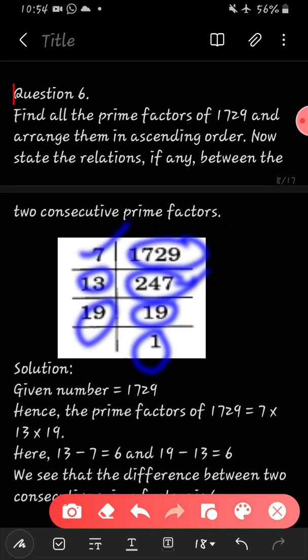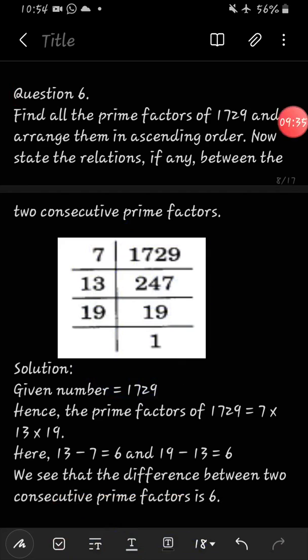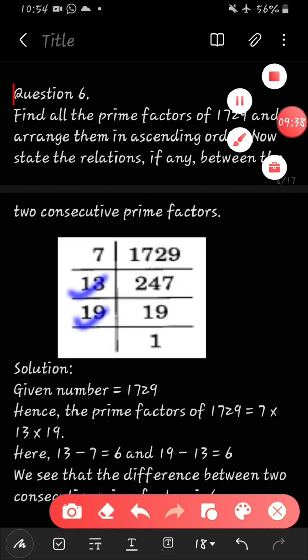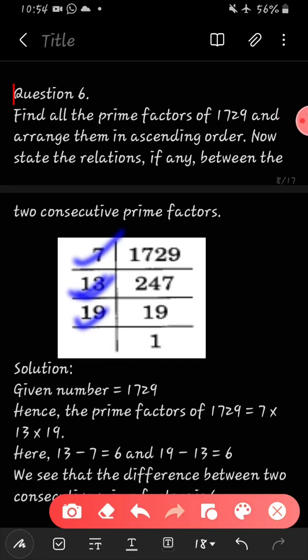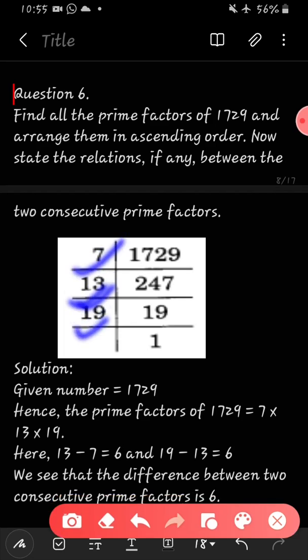So the factors are what? 7 into 13 into 19. Okay, 1 no need to write. So they are already arranged in ascending order. Okay, 7, 13, 19. And what is the relation between them? You can see, if you subtract, 19 and 13, we are getting 6. And 13 and 7, if we are subtracting, then we are getting 6. So this is the relation between them. We see the difference between two consecutive prime factors is 6. Okay.